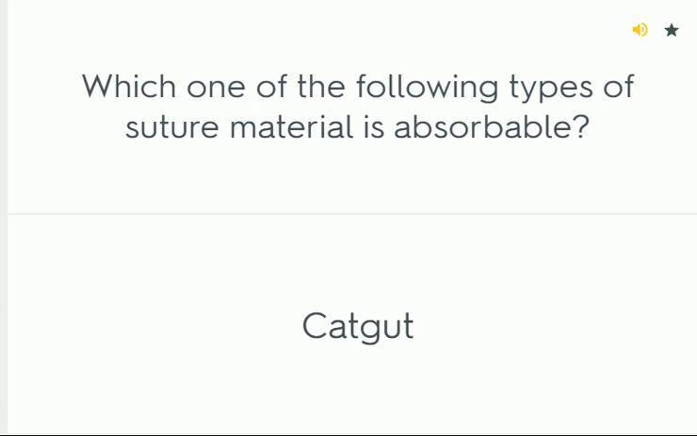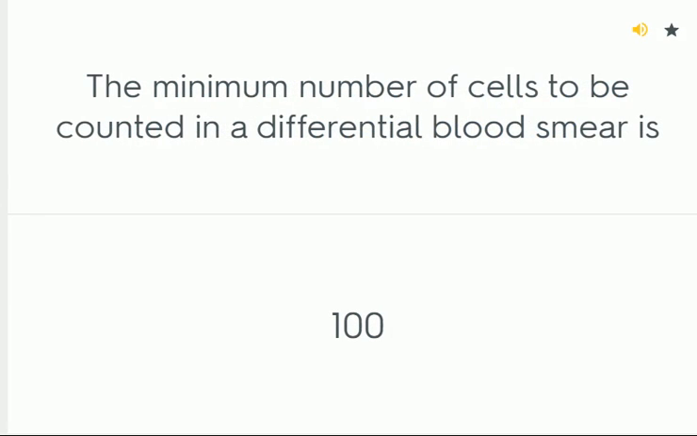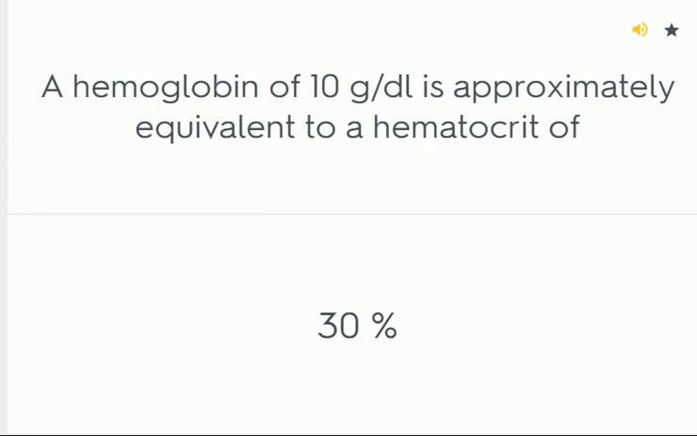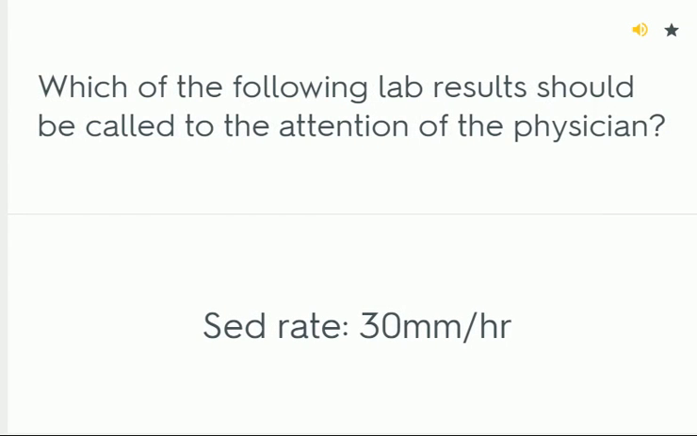Which one of the following types of suture material is absorbable? Catgut. The minimum number of cells to be counted in a differential blood smear is 100. A hemoglobin of 10 grams per deciliter is approximately equivalent to a hematocrit of 30%. Which of the following lab results should be called to the attention of the physician?